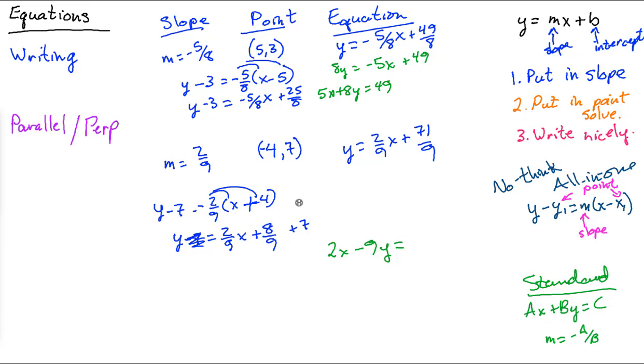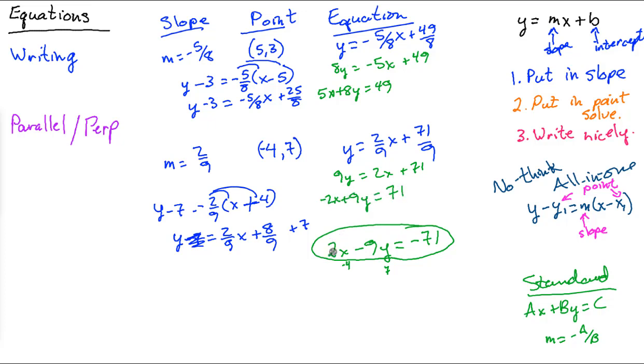Now put in the point of -4, 7, and you get -8 minus 63 is -71. And then you write it nicely like that. That would be the same thing as timesing through by 9. 2x plus 71. Subtract the 2x over here, plus 9y equals 71, and then times through by a -1, so it looks nice with a leading coefficient that's positive.